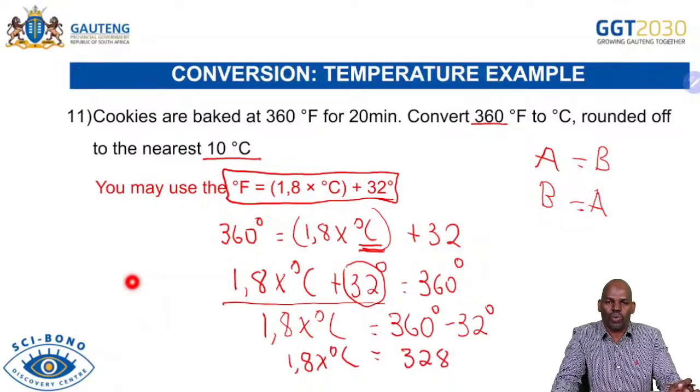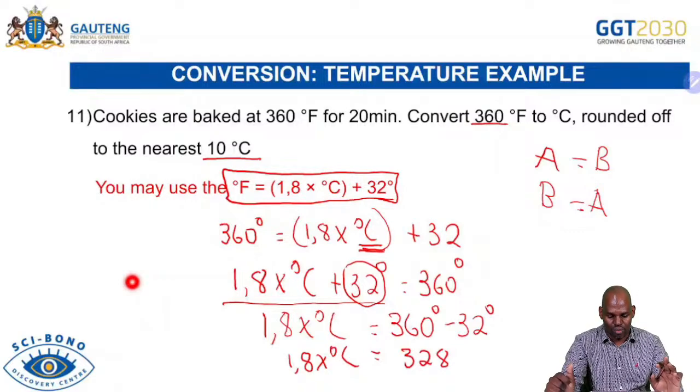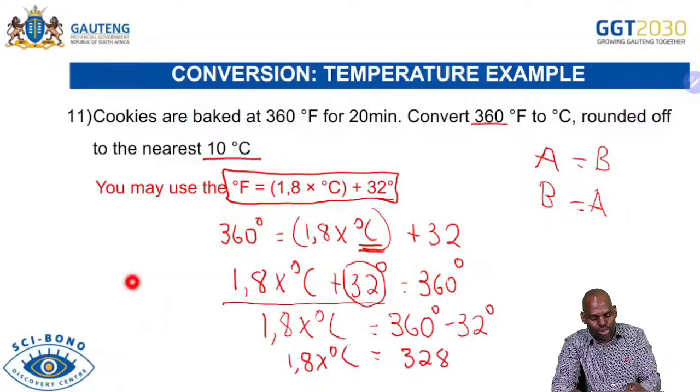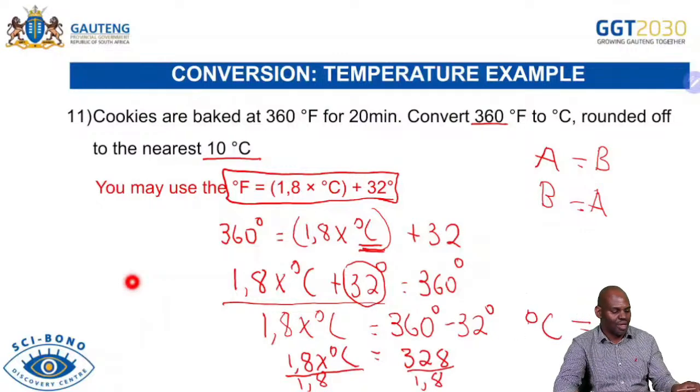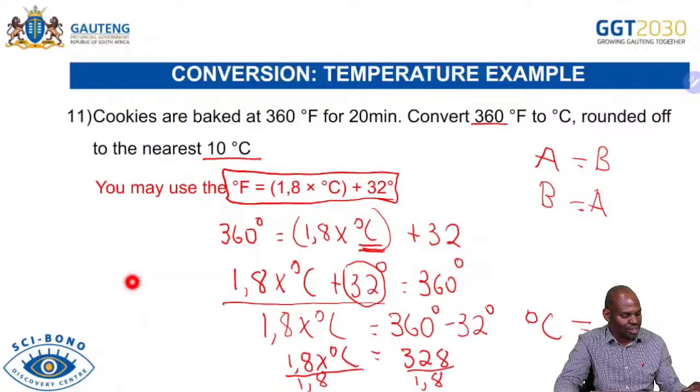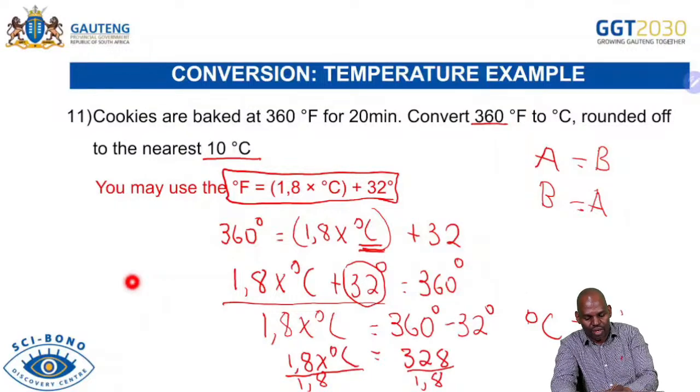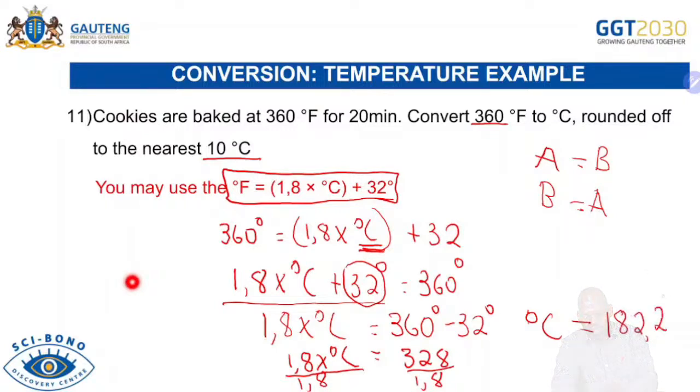Remember what we were doing when we did cross multiplication. If you've got a number next to a letter and you want to get rid of that number, then you divide. In this case, we divide by 1.8. So the degrees Celsius will be 328 divided by 1.8. So the answer is 182.2 degrees. This is actually supposed to be our answer.